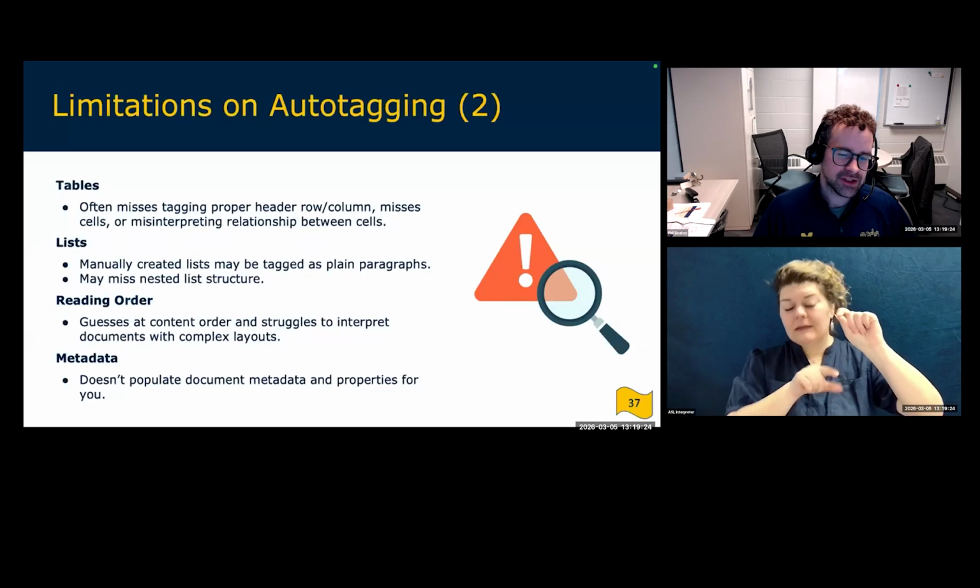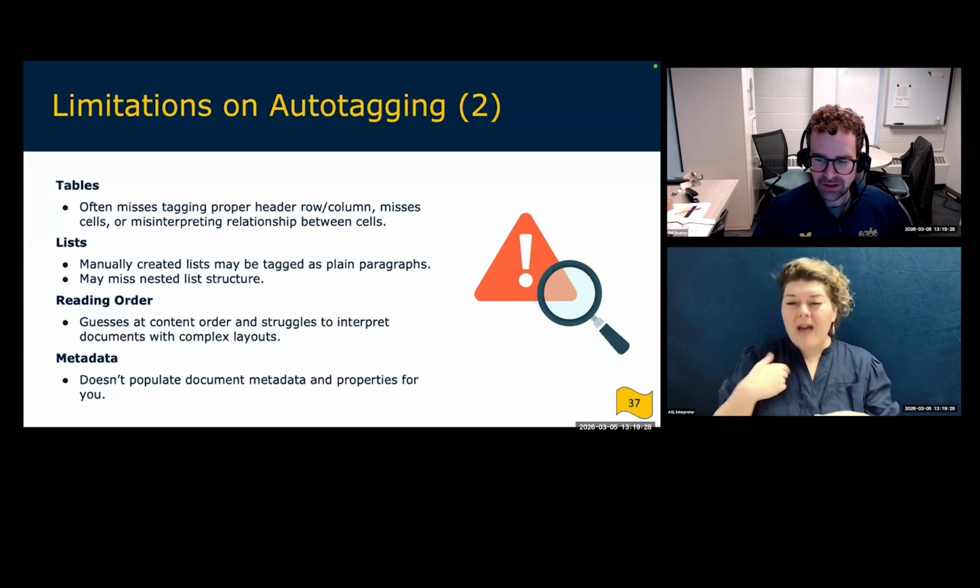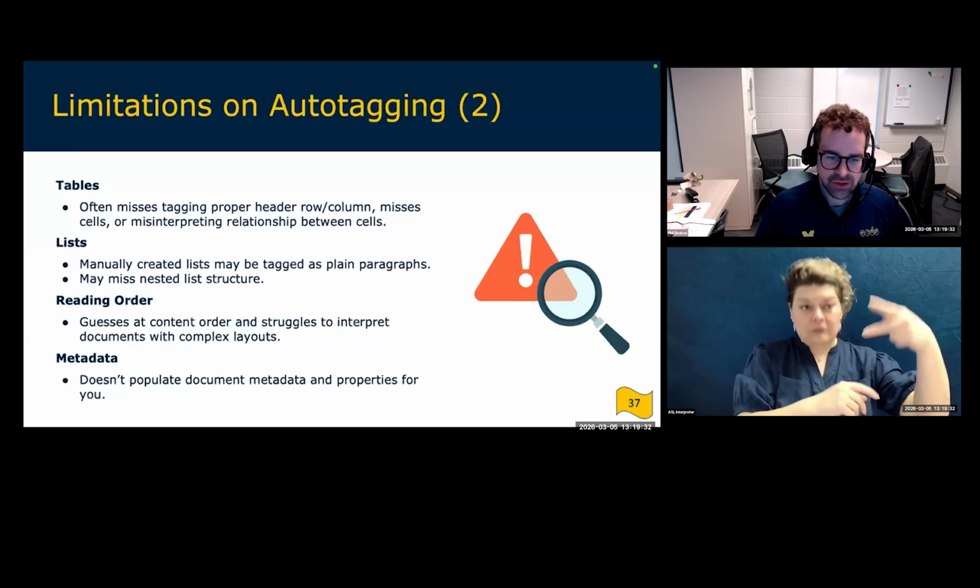Auto tagging also gets pretty confused by those complex list structures that we talked about earlier. So if you have multiply nested lists, auto tagging generally struggles with that.